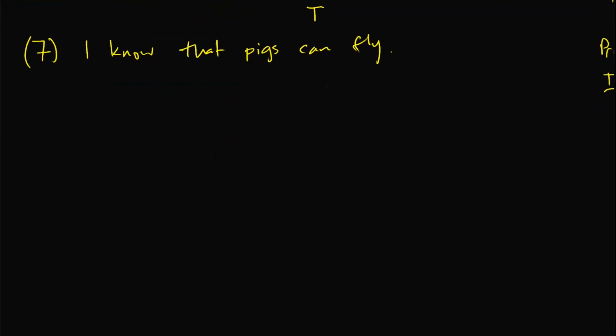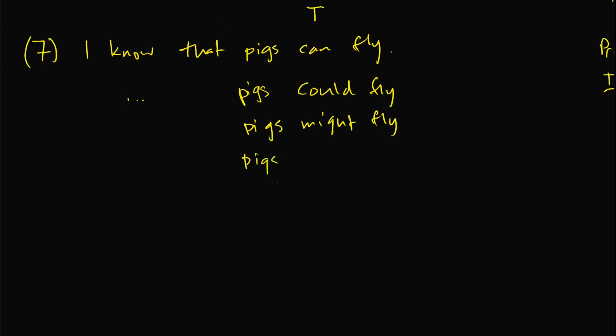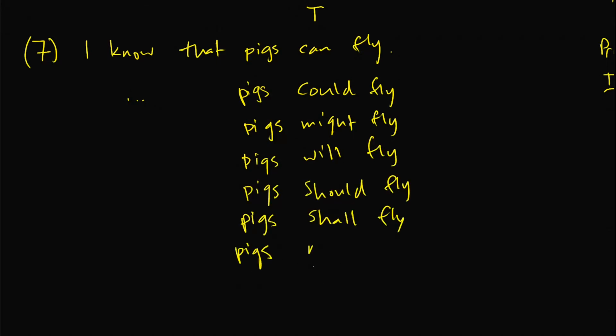And there are a whole bunch of different kinds of T's that can work here. So we can say, I know that pigs could fly, maybe at some point in the past. I know that pigs might fly someday. I know that pigs will fly someday. I know that pigs should fly. Shall works here. Must, may.